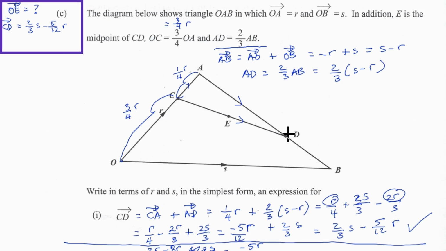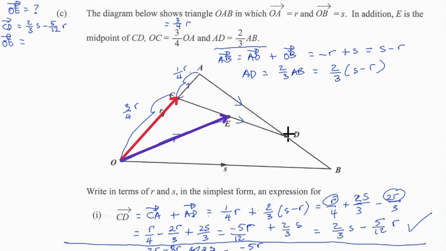And I just rewrote the information that we just found at the bottom here, that CD is equal to 2/3 S minus 5/12 R. So they're asking us to find OE. So let's draw a line connecting these two, and it's OE, so the arrow would be facing that way. How do we find OE? So OE is equal to, you can see clearly that you're going from O to C and then from C to E. So let's write that, O to C plus C to E.